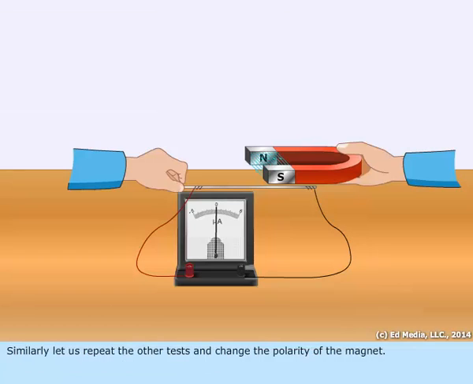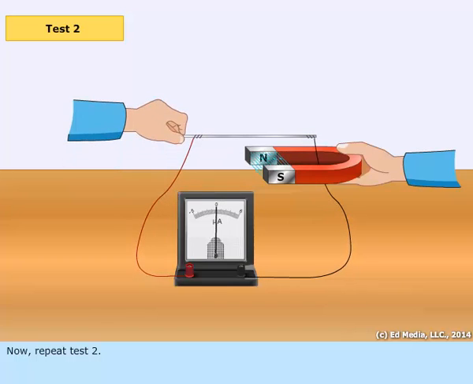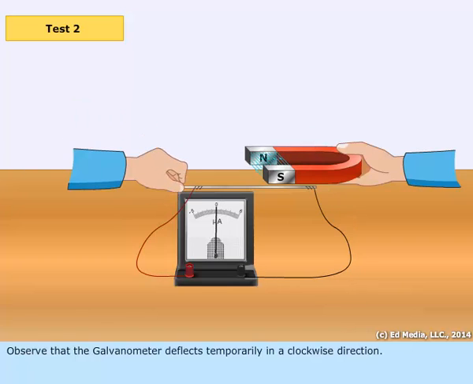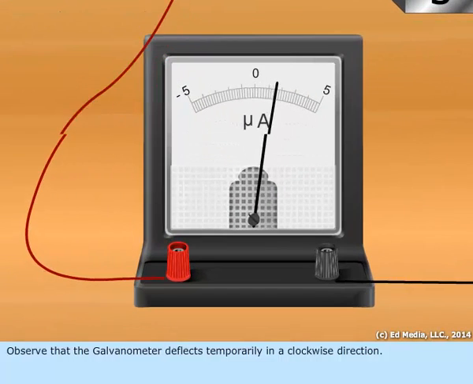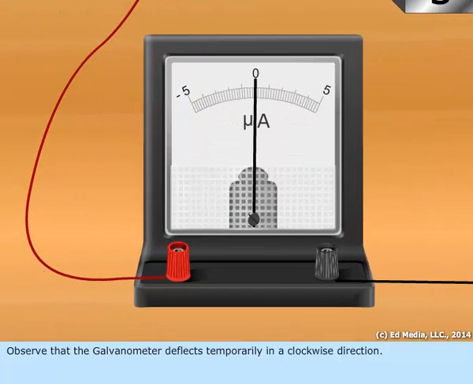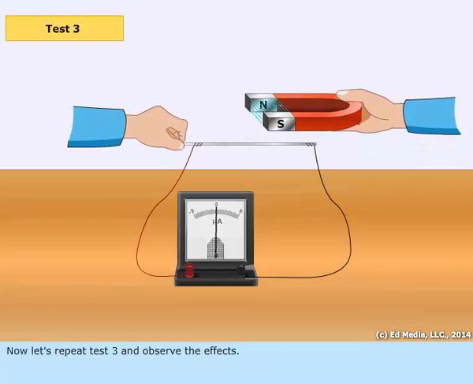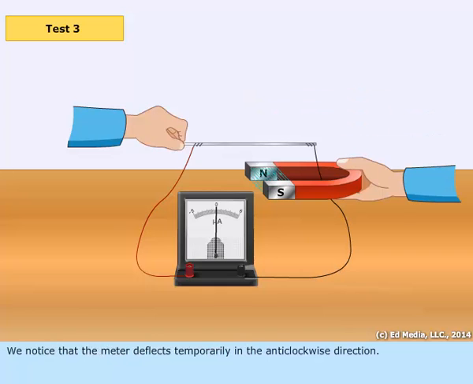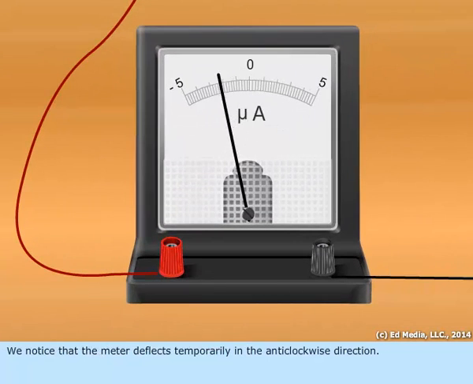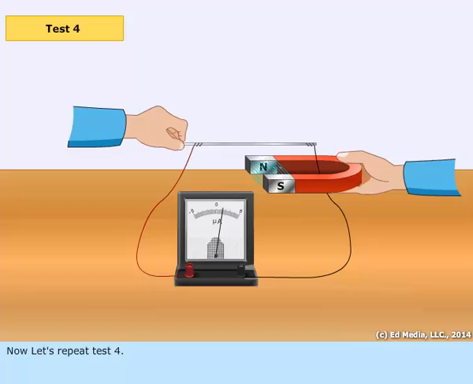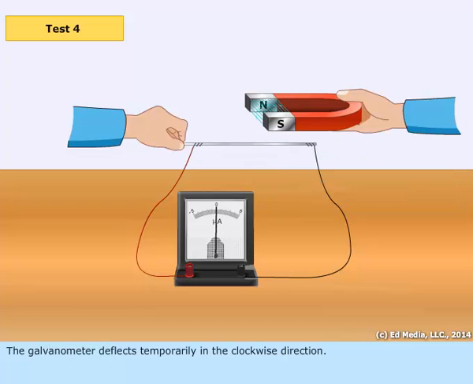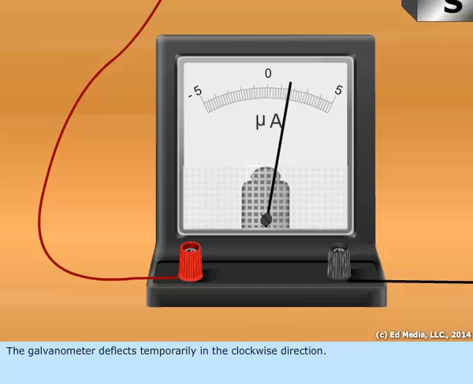Similarly, let us repeat the other tests and change the polarity of the magnet. Now, repeat test number 2. Observe that the galvanometer deflects temporarily in a clockwise direction. Now, let's repeat test number 3 and observe the effects. We notice that the meter deflects temporarily in the anti-clockwise direction. Now let's repeat test number 4. The galvanometer deflects temporarily in the clockwise direction.